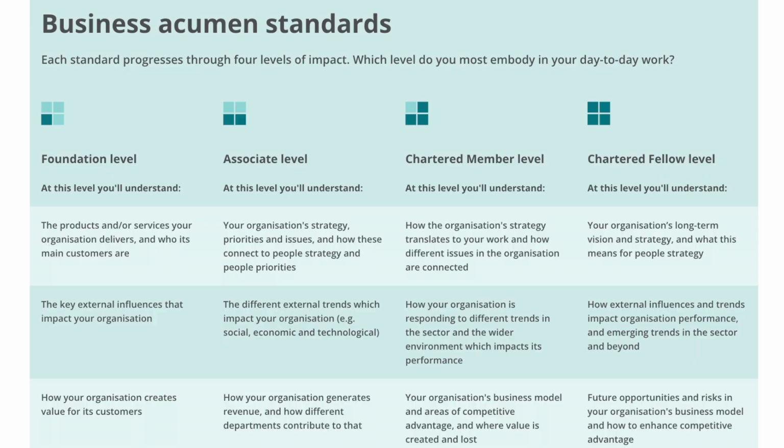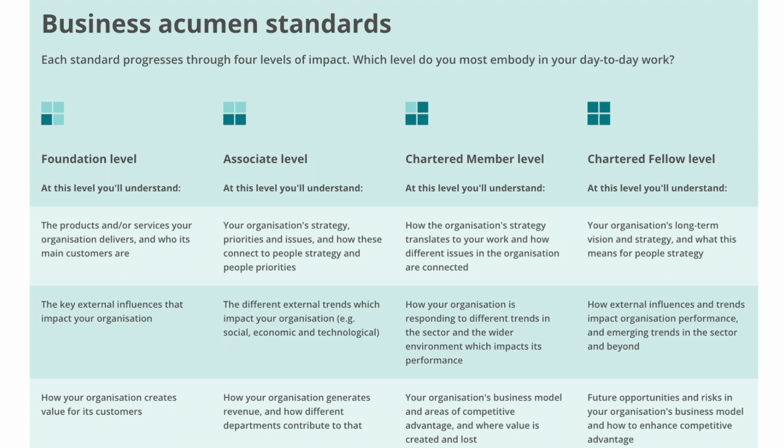So this is why the business acumen section of the CIPD Profession Map is such a big part, and I do recommend that you have a read into what the CIPD have stated around this, because I've just given you a brief overview, but it is really important. So for foundation and student level, it's important to know what products and services the business that you're within provides and who the customers are. And it's also important to understand the external influences that are affecting the organisation.